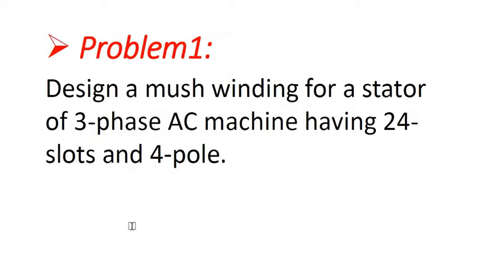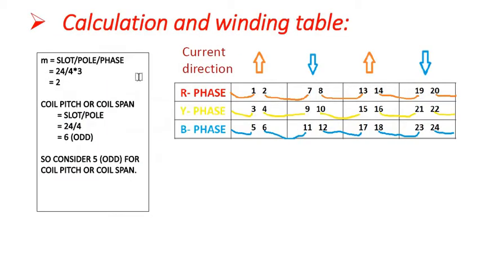Problem 1. Design a mass winding for a stator of a three-phase AC machine having 24 slots and 4 poles. First of all, the calculation and the winding table. First, we have to calculate small m, which is slots per pole per phase. The number of slots is 24, the poles are 4 and the phases are 3. So 24 divided by 4 multiplied by 3, so m, slots per pole per phase, is equal to 2.